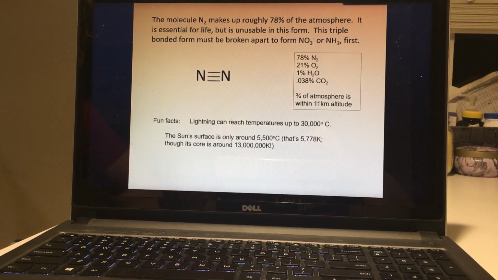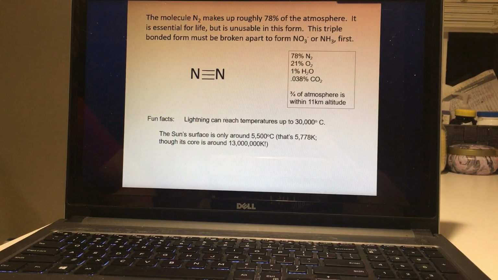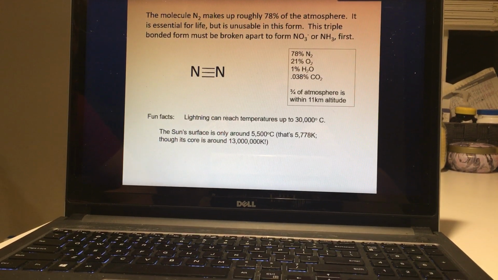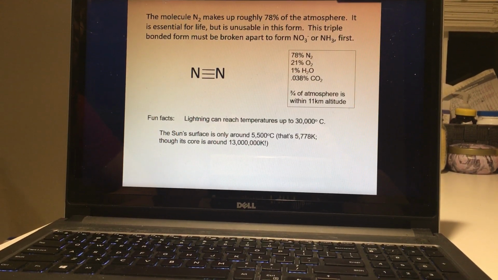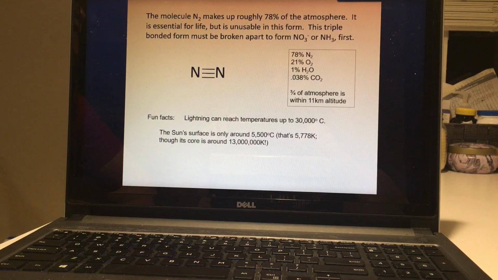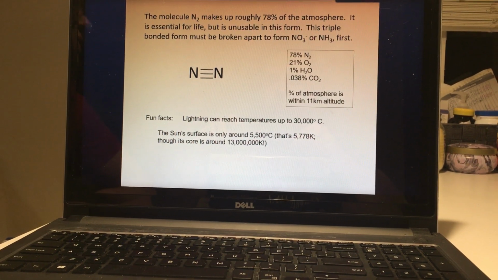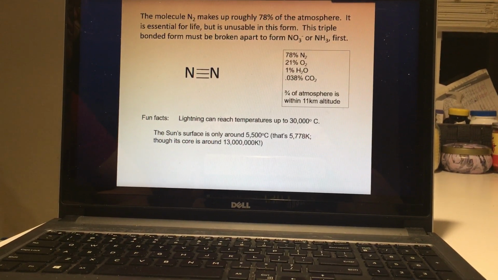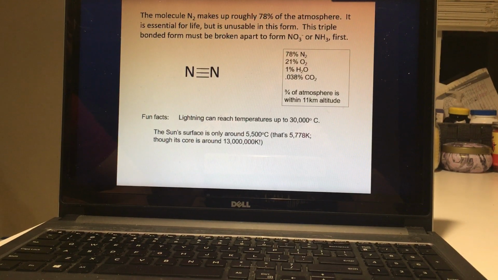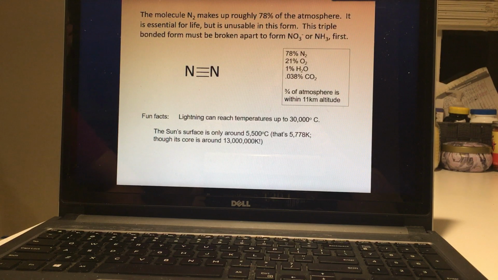Okay, so this is a mini lecture of the nitrogen cycle. I'm not really planning to make a video of the carbon cycle or the water cycle because I feel like their level of complexity doesn't really warrant that. But before I discuss the nitrogen cycle with you, I wanted to explain a few things about nitrogen.